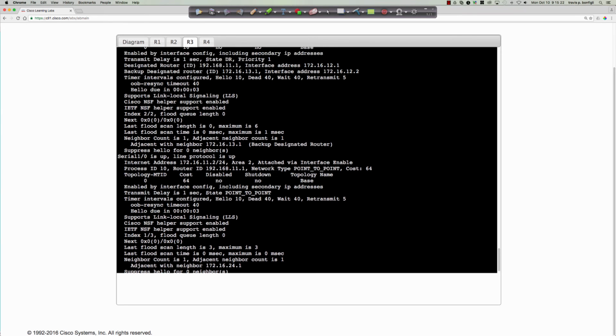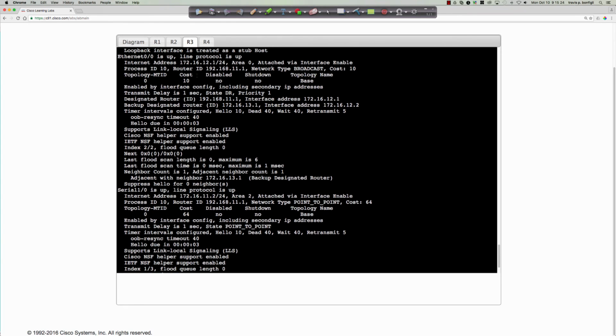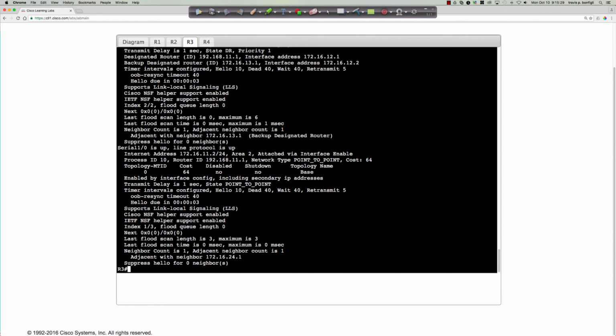And the outgoing interface, where are we at, and what interface was that? I apologize, Serial 10. And you can see that the cost is 64, right?